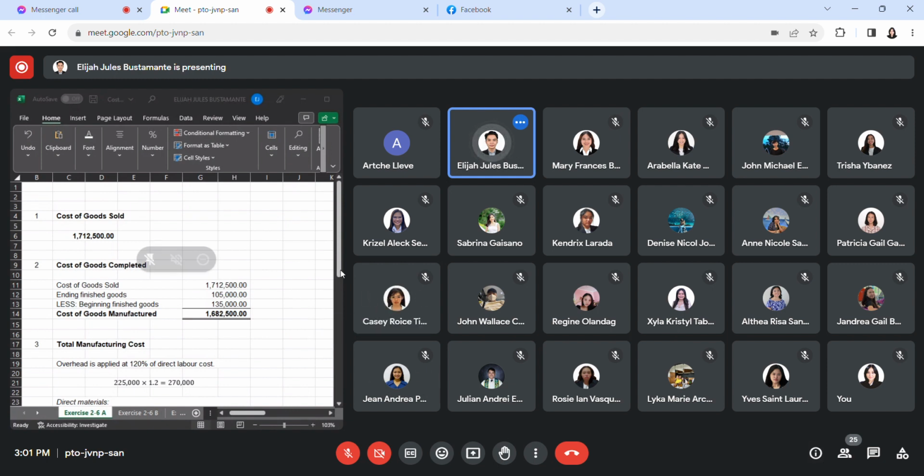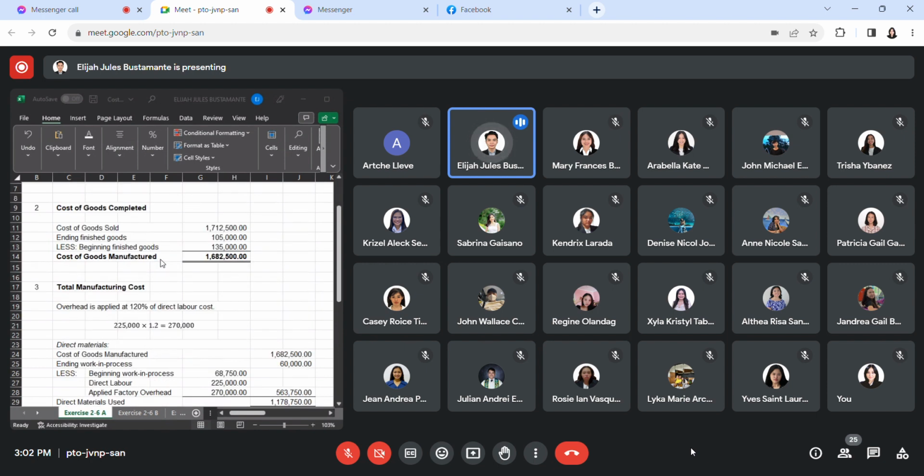2-6A, number 1, we're looking for the cost of goods sold. So, if may makita na to sa exercise as a given, the finished goods, the account is credited. So, the account to balance it off is debited, which is the cost of goods sold. So, given naman na 1,712,500 ang finished goods sa given, so the answer for the cost of goods sold would be 1,712,500 also.